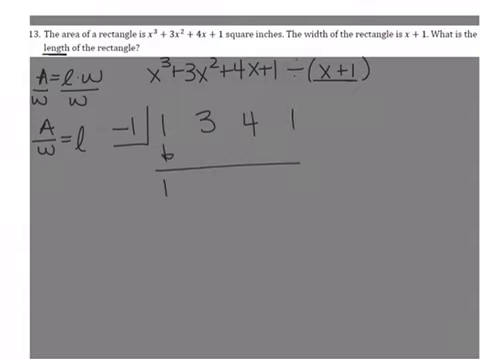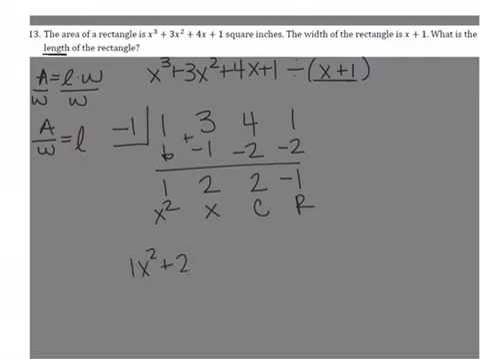Carry it down, multiply the outsides to get the insides, and then add the insides. Multiply the outsides to get the insides, add the insides. Multiply the outside to get the inside, add the insides. So now this is my remainder, my constant, my x's, and my x squareds. So I know that the length of my rectangle is 1x squared plus 2x plus 2 minus 1 over x plus 1 inches.